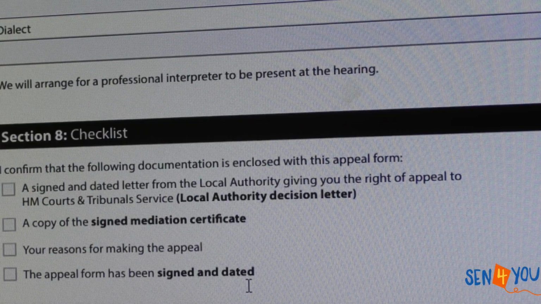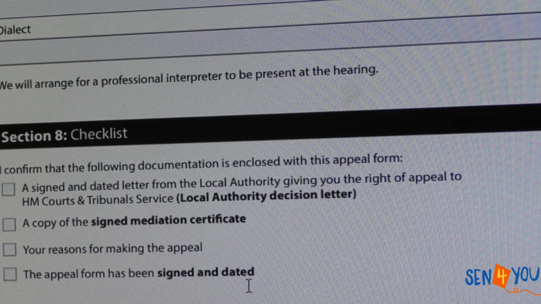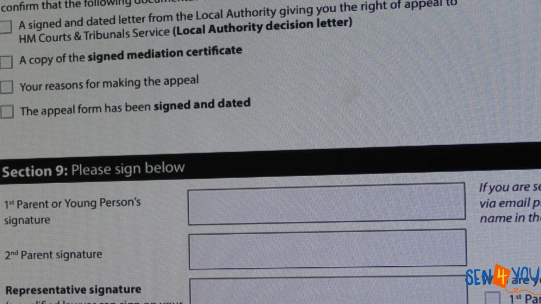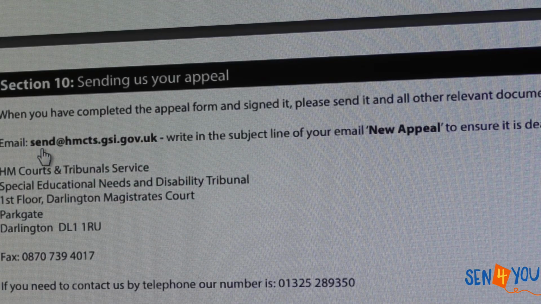So again, section 8, you've got a checklist of information that you have to send with the appeal form. You've got your letter that refused the EHC needs assessment, you'd have the mediation certificate, and you'd have the reasons for the appeal. Those will be set out in the form, or you can set them out in a separate Word document or handwritten document, whatever you feel comfortable with. And then at section 9, you would sign, where applicable, and send the form back to the tribunal. Again, that can be sent electronically or via the post.